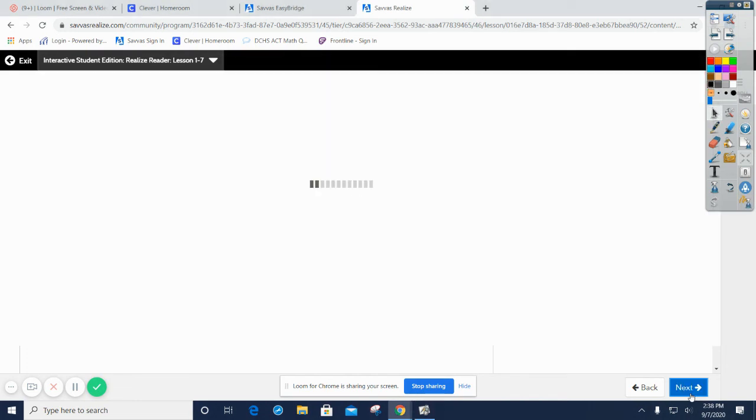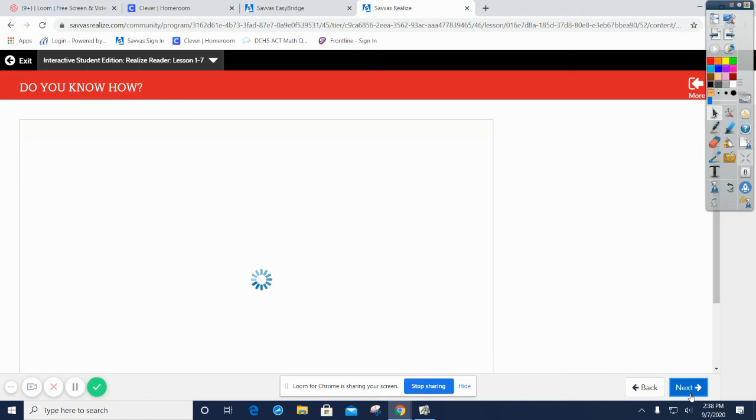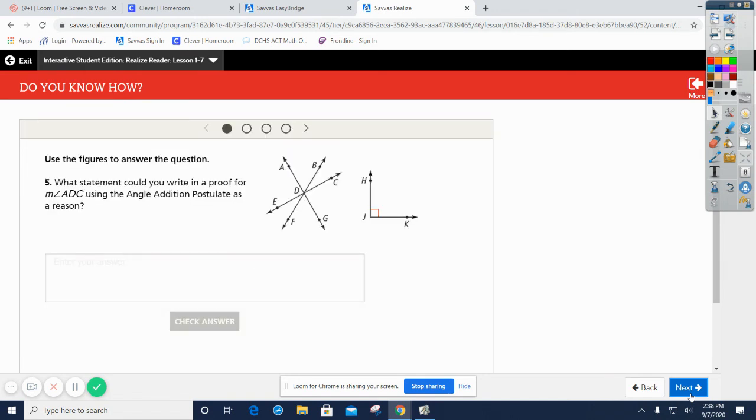All right. And now let's go to this last page that we need to do here. Number 5 says, what statement could you write in a proof for measure of angle ADC using the angle addition postulate? So here's measure of angle ADC equals, if we're using the angle addition postulate, remember that says that if you take two angles and add them together, they equal the whole angle. So what two angles added together give you angle ADC?